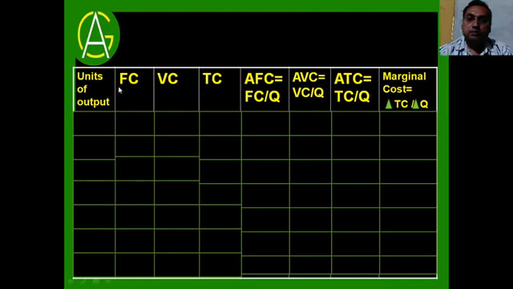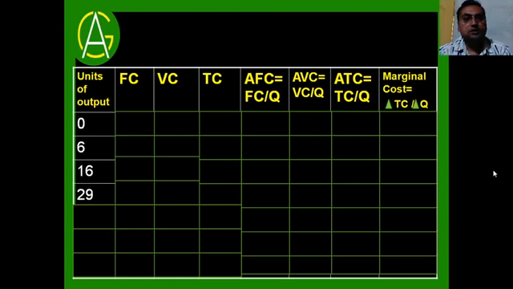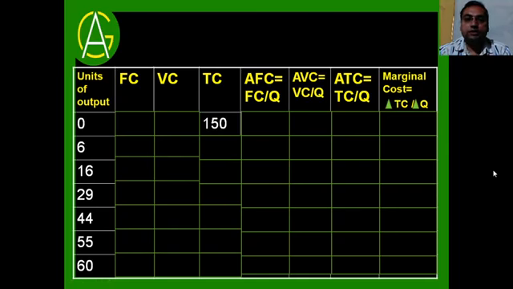So for example, units are given here: unit 0, then 6, 16, 29, 44, 55 and 60. The number of units are given, and in front of each number of unit the total cost is given. See here, in front of 0 unit the total cost is 150.